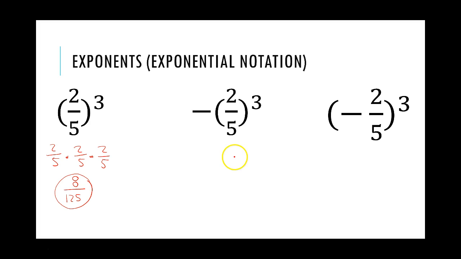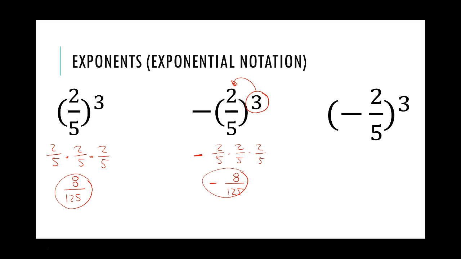Okay, moving to the second one. Notice that there's still parentheses around this 2/5, but notice the negative is outside the parentheses. So that means when I'm looking at the power of 3, this 3 is telling me I just want everything inside these parentheses. So that means 2/5 is all I take 3 times. And then that negative, like the last slide, is just hanging out front. So that would still yield me 8 over 125 as the last one, but that negative stays out front.